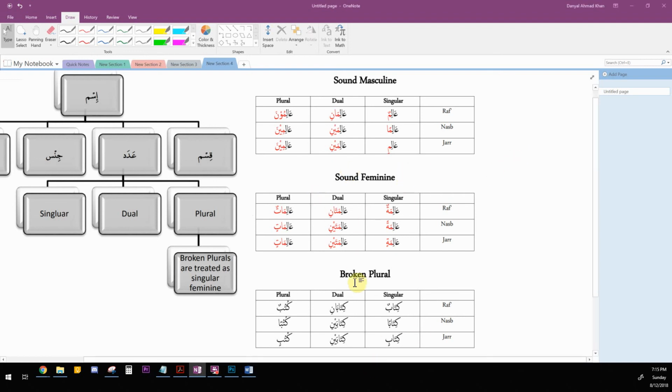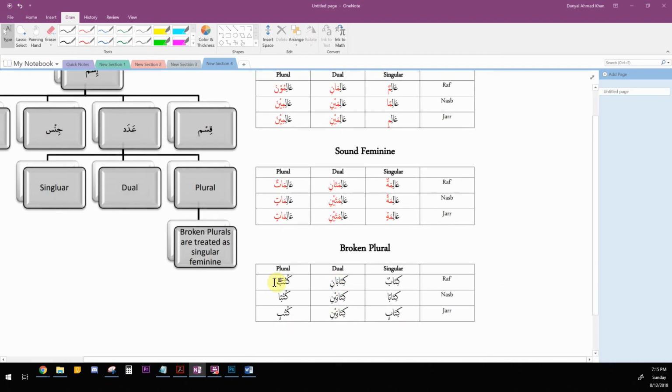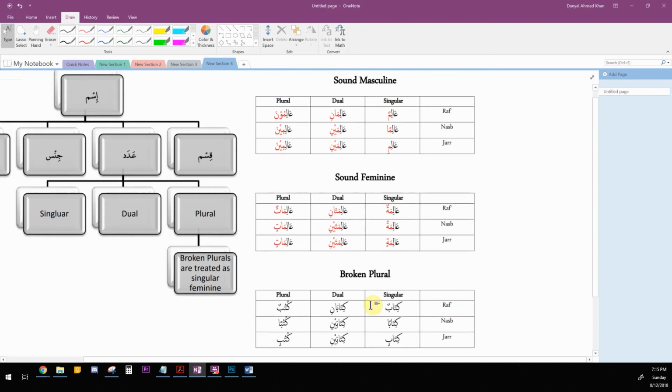And here is an example of the broken plural, where you have kitabun, kitaban, kitabin, all the different singular states which are normal, and then you have the dual states which are also normal: kitabani, kitabaini, kitabaini. But when you get to the broken plural, it doesn't follow our conventions that we just mentioned here. Instead, it is kutubun, kutuban, kutubin, and you only know this by looking at the dictionary or someone taught you.